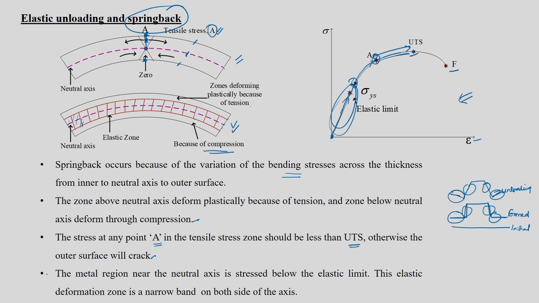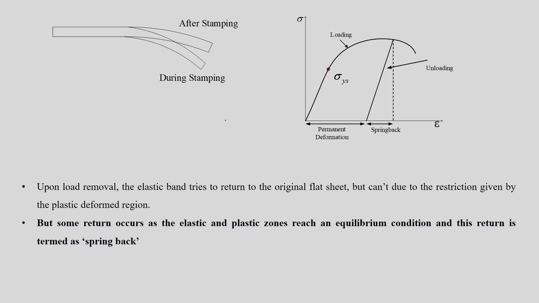So, now what we are saying is this particular one, the metal region near the neutral axis is stressed below the elastic limit. So, still it is an elastic deformation. That is near the neutral axis, that is this particular zone. This elastic deformation is a narrow band on both sides of the neutral axis. That is what I have mentioned here. So, now what will happen? So, you will see that during stamping and after stamping, you want the sheet to be bent like this, but after stamping, after removing load, it can become like this. So, this is what we said as a spring back.